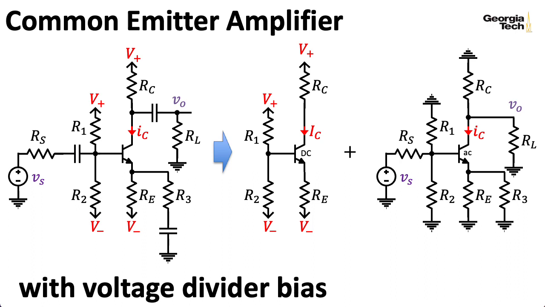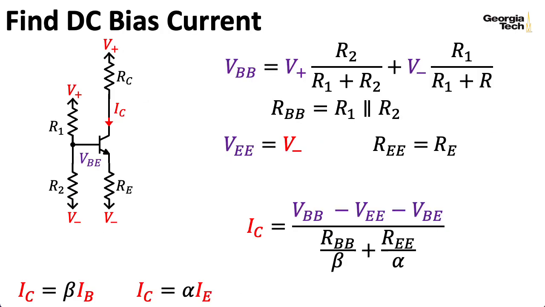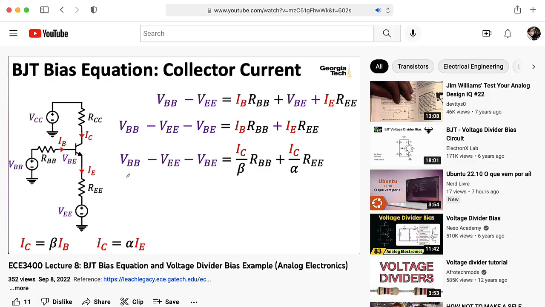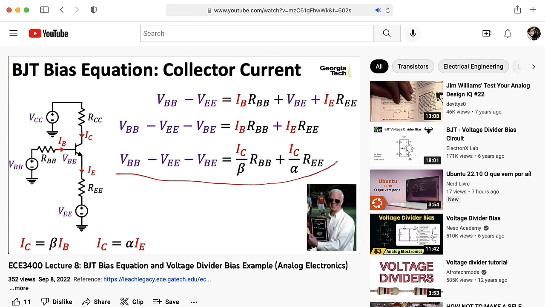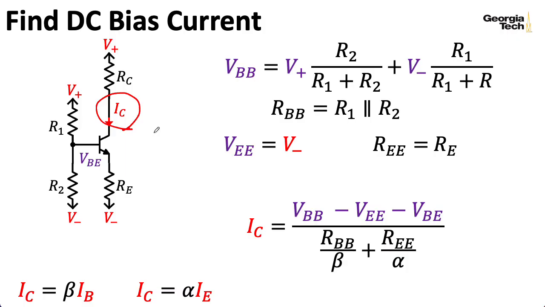In a previous lecture, we showed that we could compute the bias current IC using this formula here, where we plugged in various expressions for Thevenin equivalent circuits seen looking out of the base and the emitter. So I would suggest checking out that lecture if you haven't already. In any case, let's assume that you've done this and you know what IC is.